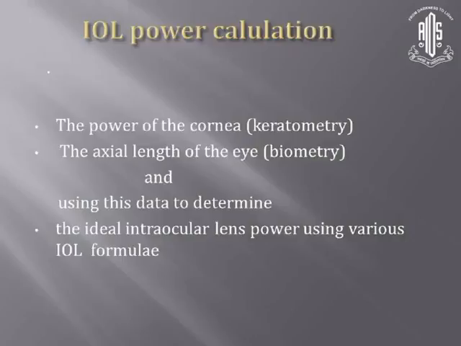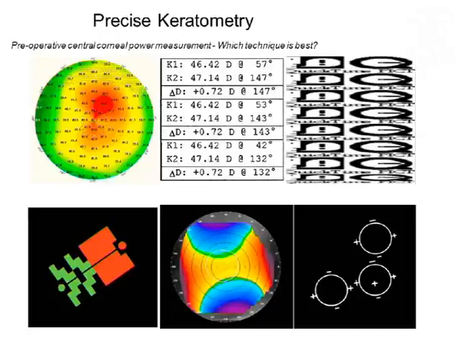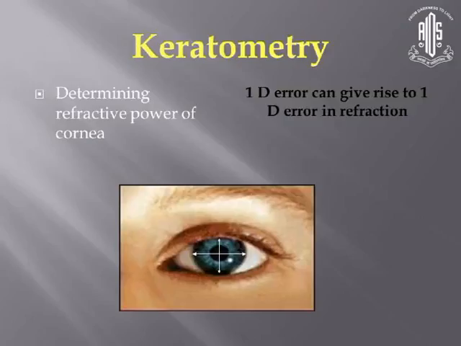We all know that IOL power calculation comprises mainly of three factors: calculating or measuring the power of the cornea, the axial length of the eye, and using this data to get an ideal intraocular lens power. Precision in keratometry has taken a whole new change. We have now multiple instruments doing multiple things. So, which is the best technique?